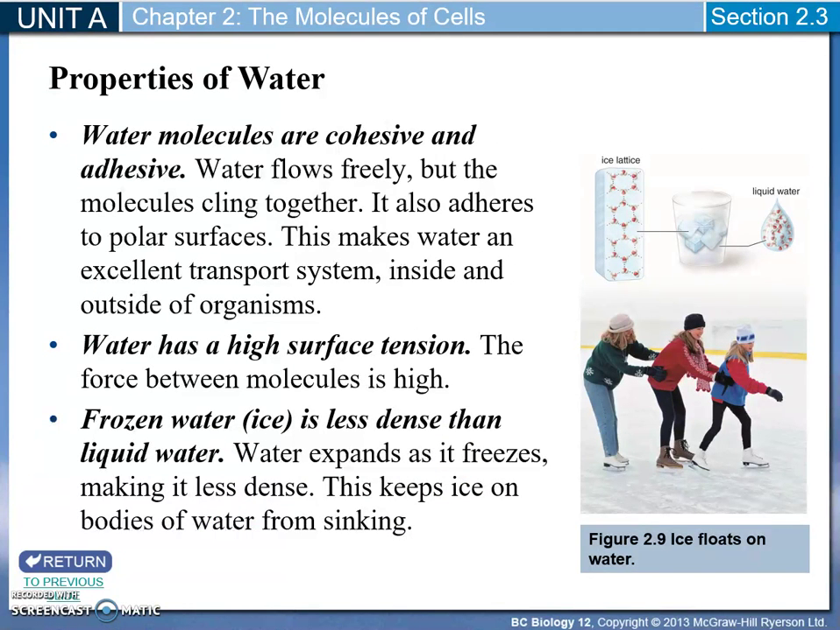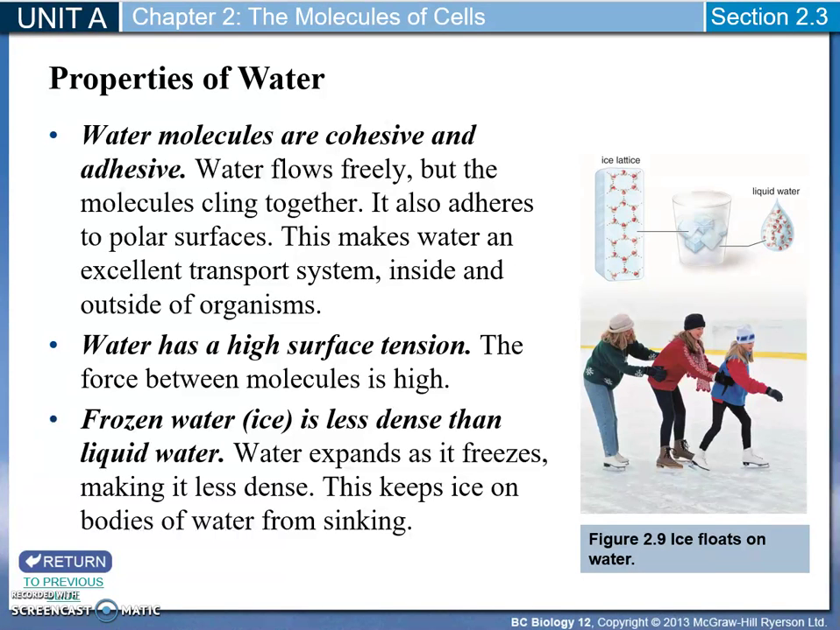Water molecules are cohesive and adhesive. Water does flow freely, but the molecules cling together. It also adheres to polar surfaces, so this makes water an excellent transport system inside and outside of organisms. It also has a high surface tension, and the force between the molecules is quite high.